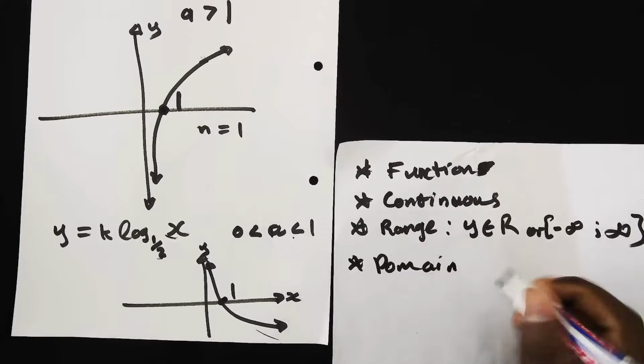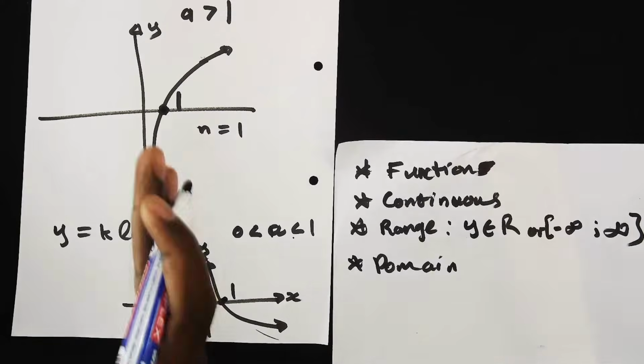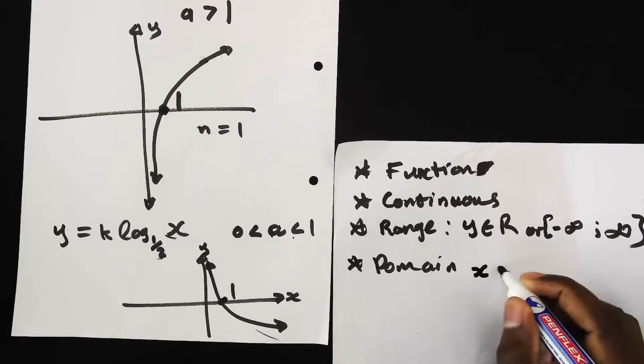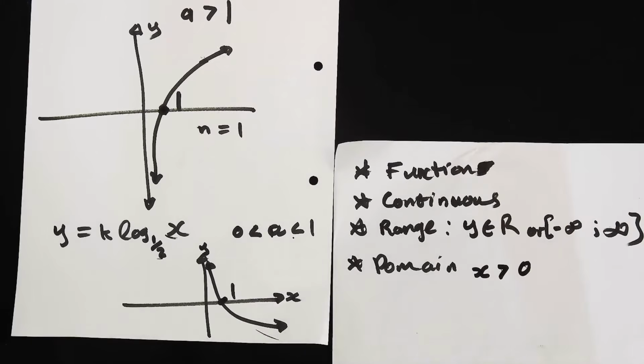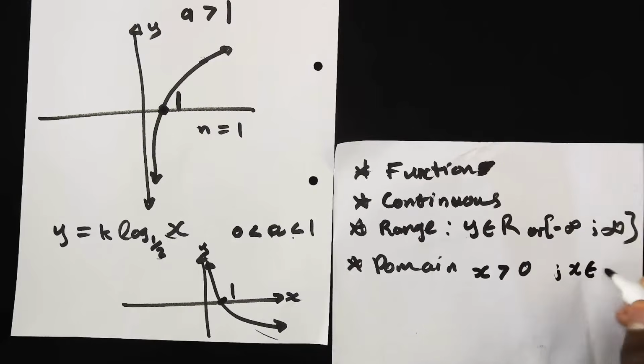The domain: as we said, on our vertical axis, we won't have values on the negative side. So x must be greater than 0, and therefore, as a set of elements of real numbers, the values which are greater than 0. That is for logarithmic graphs. In fact, both log graphs will answer like this, with a similar answer.